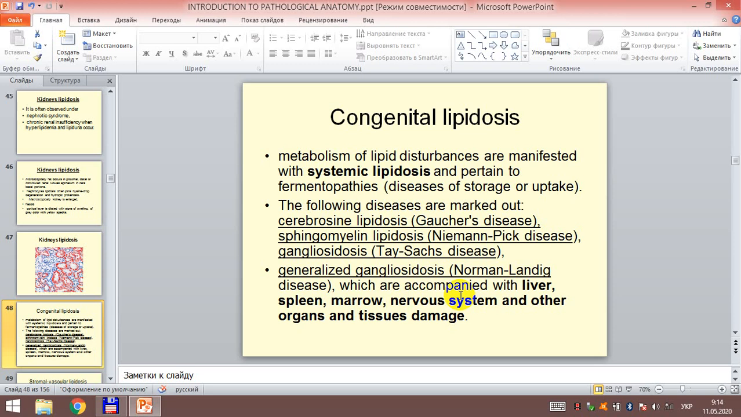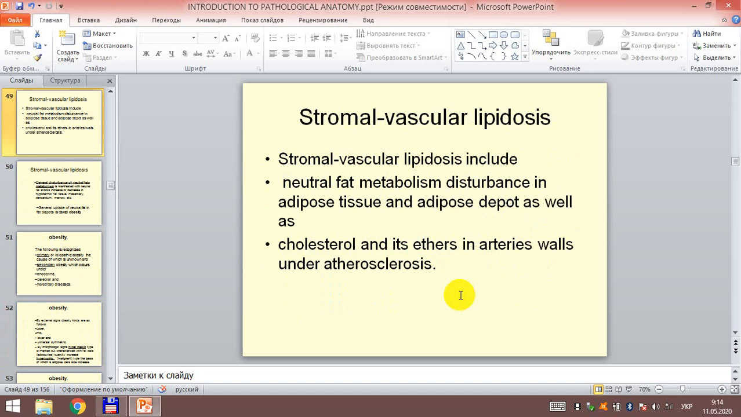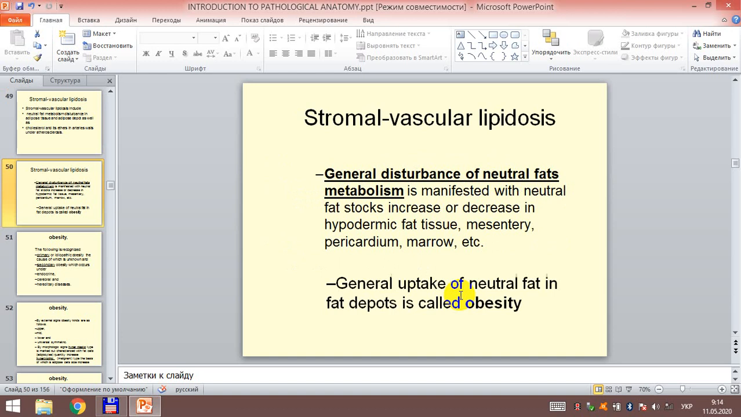Stromal vascular lipidosis. Stromal vascular lipidosis includes neutral fat metabolism disturbance in adipose tissue and adipose depots, as well as cholesterol and its esters in arterial walls and atherosclerosis. General disturbance of fat metabolism is manifested with neutral fat stock increase or decrease in hypodermic fat tissue, mesentery, pericardium, marrow, etc. General uptake of neutral fat in fat depots is called obesity.